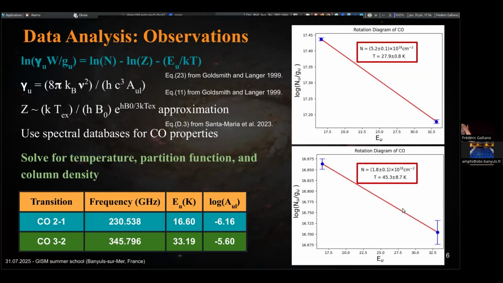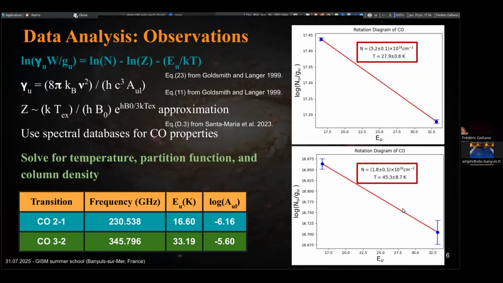EU is the upper level energy. And from this, we could plot these rotational diagrams seen here. These are from the two regions chosen, and the two blue dots are for the CO transitions. And the linear fit itself gives the temperature.